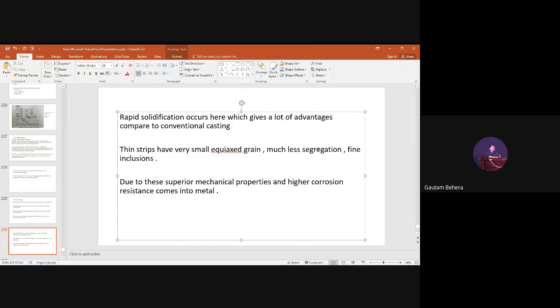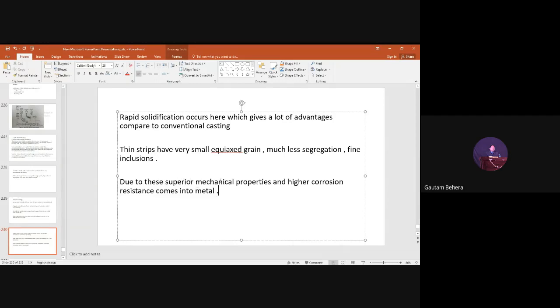Another advantage is that segregation will be minimum, because solidification is so fast that there will be no separation of the alloying elements or impurities. And inclusions are of finer size. As I told you, if inclusions are there in the steel, they should be fine. Bigger inclusions deform and become elongated, and they give directional properties. If we have finer inclusions, the distribution of inclusions is good, and they are smaller in size.